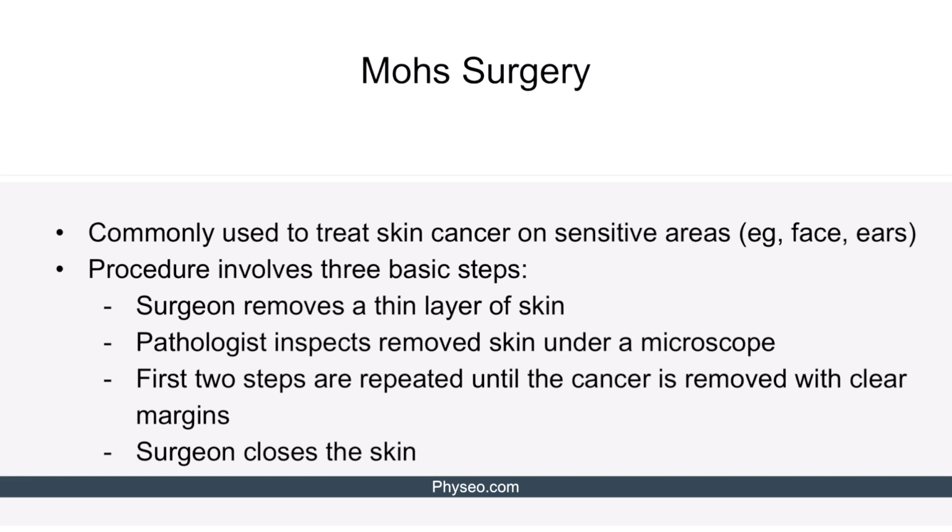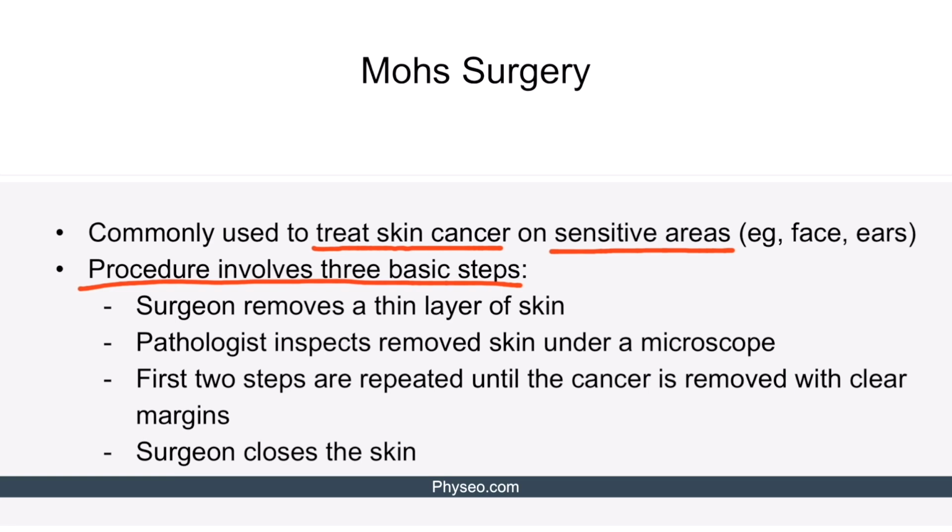This procedure is commonly used to treat skin cancer on sensitive areas, such as the face or the ears, and it involves three basic steps. First, the surgeon removes a thin layer of skin. And second, the pathologist inspects the removed skin under a microscope. And that's actually done in real time. So it's not a day later, the pathologist looks at it. It's while the surgery is ongoing.